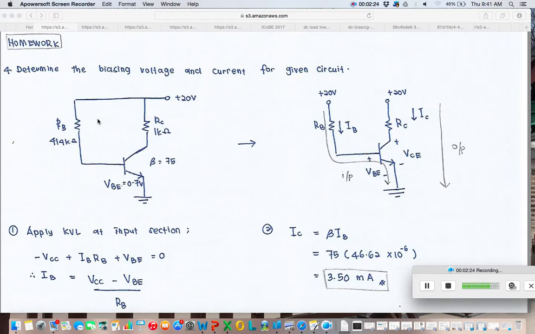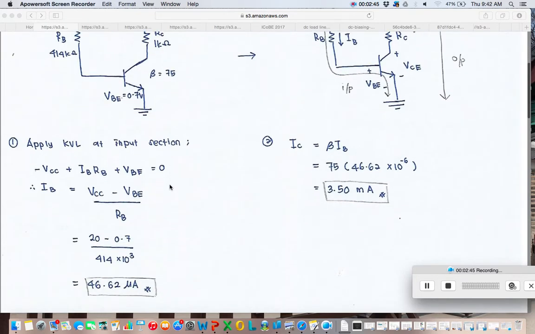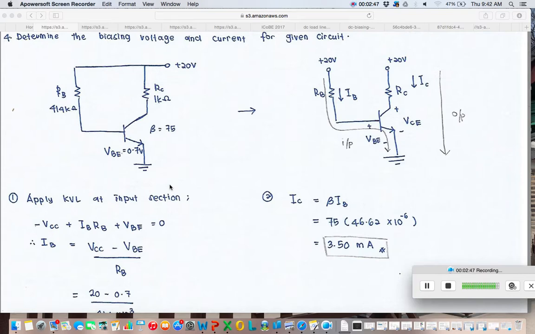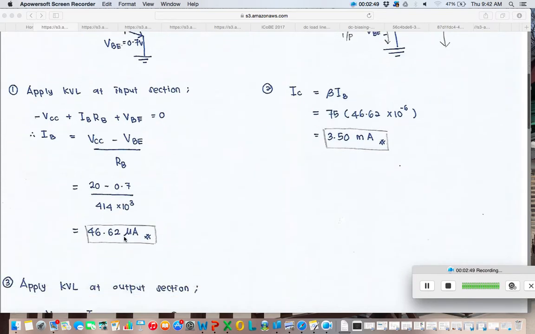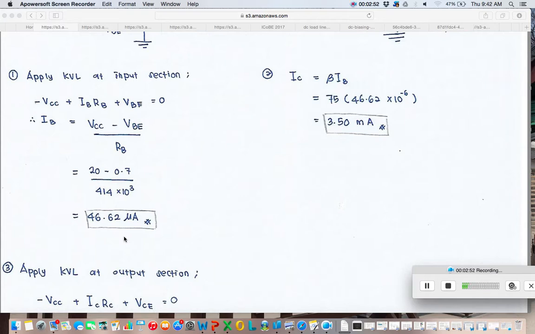What you need to do in this homework is to determine the biasing voltage as well as current for the BJT fixed bias circuit. So we have RC 1K, RB 414 kilo ohms with beta 75, and VBE is assumed to be 0.7 volts. As I told you before, you need to solve it using KVL, first at the input section and the other one at the output section.